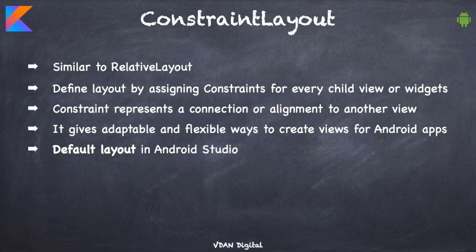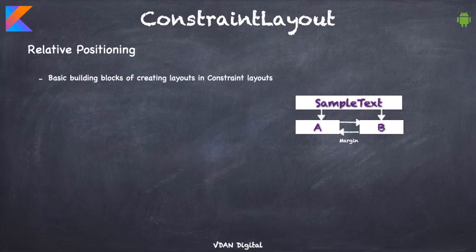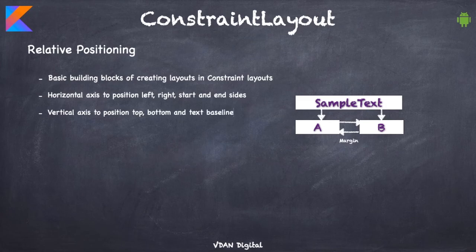If you look at the text boxes here, we have sample text and also two text boxes A and B. The alignment between these two is constrained. These are the basic building blocks of creating layouts in constraint layout. Horizontal axis to position left, right, start and end sides. Also, vertical axis to position top, bottom and text baseline.